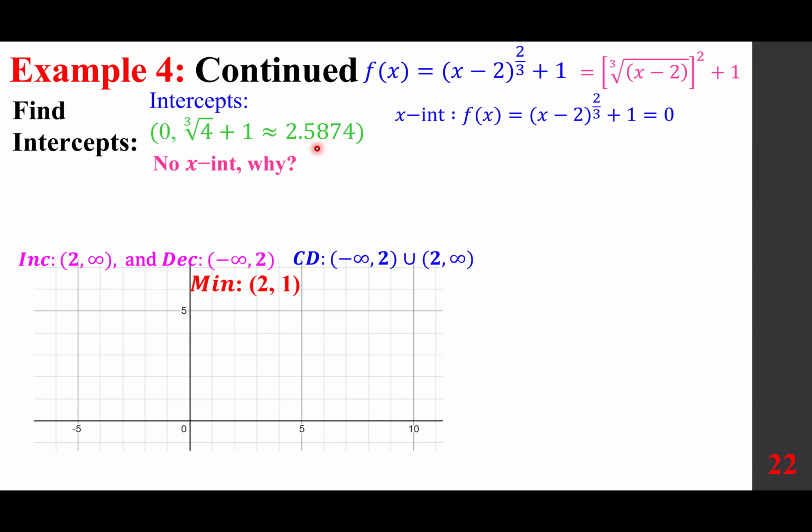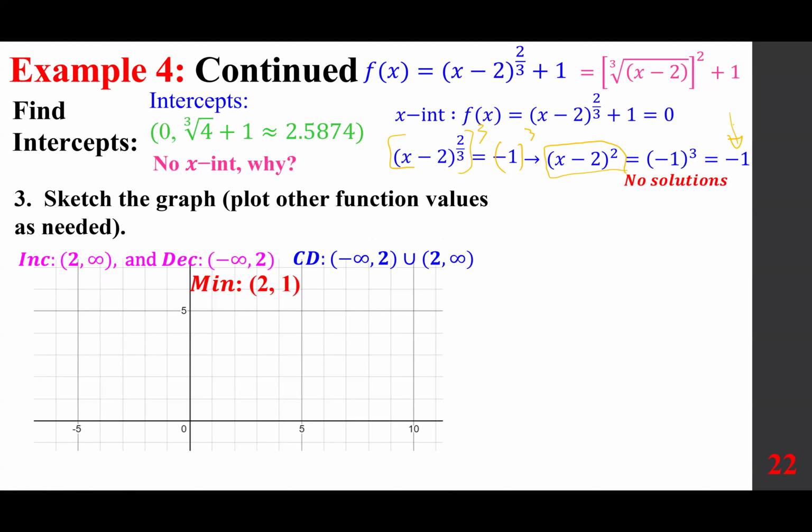For the x-intercept, you set f of x or y equal to 0. We're going to move the 1. Because it's x minus 2 to the power of 2/3, I'm going to raise both sides to the power of 3. Left side is x minus 2 squared. Right side is -1 cubed, which is -1. This is always positive except at 2. This is always negative. That creates no solutions. That's why we don't have any x-intercepts.